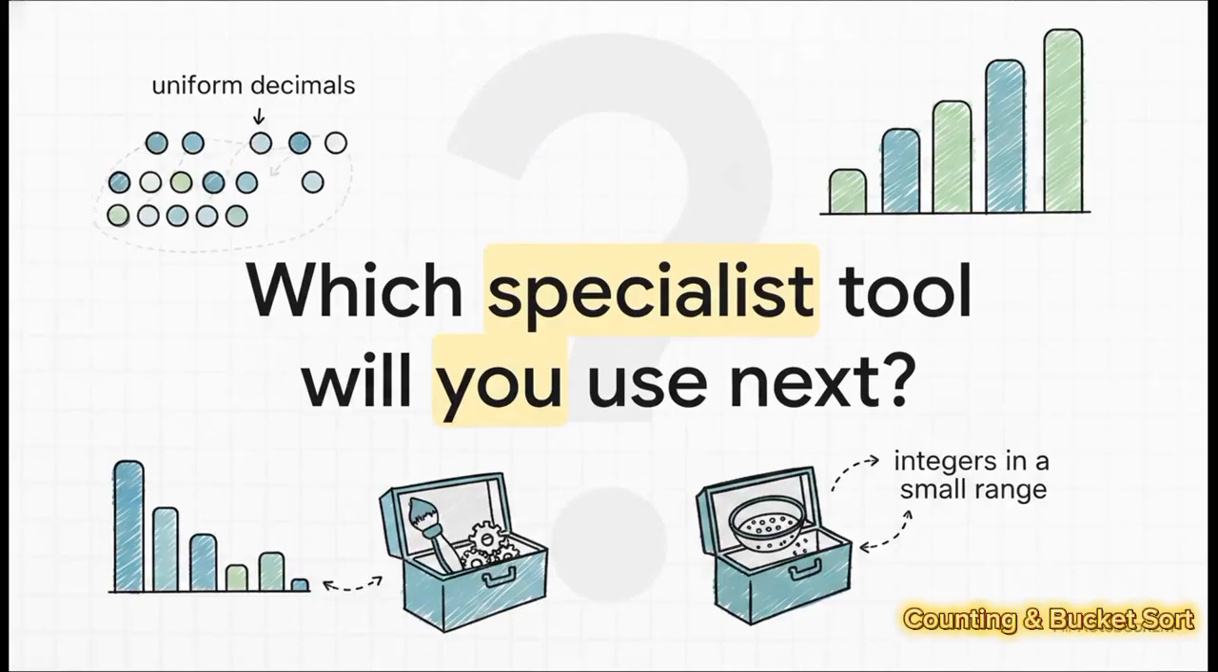So, the next time you're faced with a sorting problem, just pause for a second. Before you reach for that default sorting function, take a proper look at your data. Is it a list of integers in a tight range? Is it a set of evenly spread out decimals? You now have two new, very sharp tools in your toolkit. The only question left is, which one does the job demand?